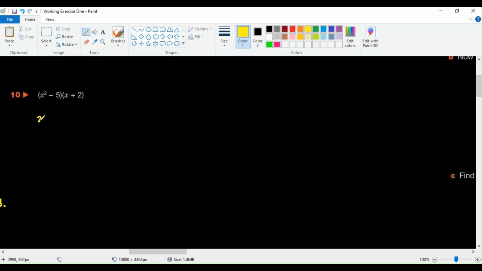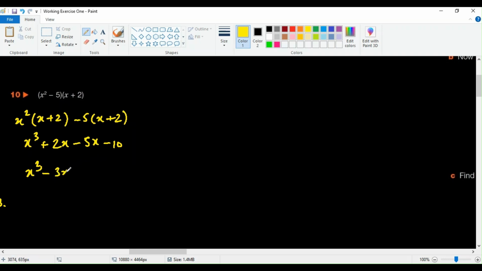In here I will write x plus 2 two different times. This is the method of expansion, and I will write x squared first and then I will write minus 5. This gives us x cubed plus 2x squared and minus 5x, and minus plus is a minus 10. So I will write x cubed, and this gives us minus 3x squared, and minus 3x minus 10 is going to be the final answer for this question.